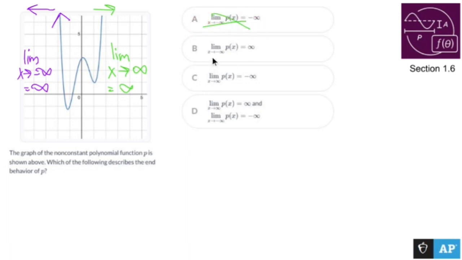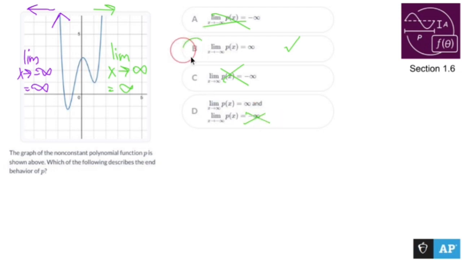So the limit as x approaches negative infinity is negative infinity? Nope. The limit as x approaches negative infinity is infinity? That's true, but that's only half of it. The limit as x approaches infinity is negative infinity? Nope. The limit as x approaches infinity is positive infinity? That's true, but also the limit as x approaches negative infinity is negative infinity?